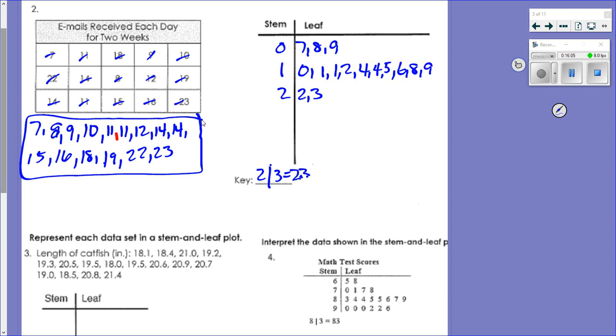Rewrite your data set from smallest to largest, then you're guaranteed to get it in. It also gives you the ability to count very easily to make sure you get all the data points. So yours should have looked just like this.